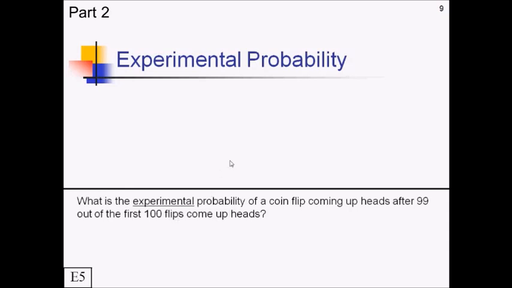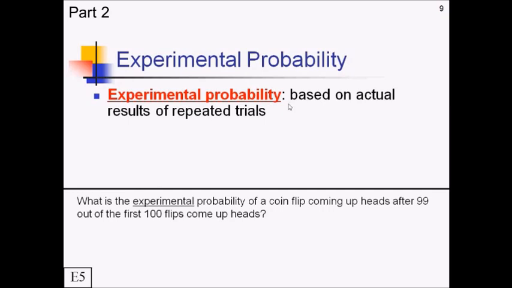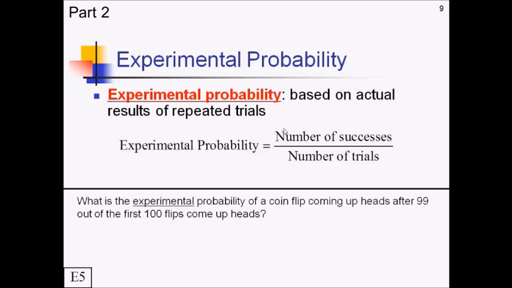So this idea of experimental probability, this is the probability that's based on the actual results of repeated trials. So this isn't based on what could happen, this is based on what actually has happened. Experimental probability as a formula is the number of successes divided by the number of trials. So we have to have already tried the experiment a few times in order to calculate an experimental probability.